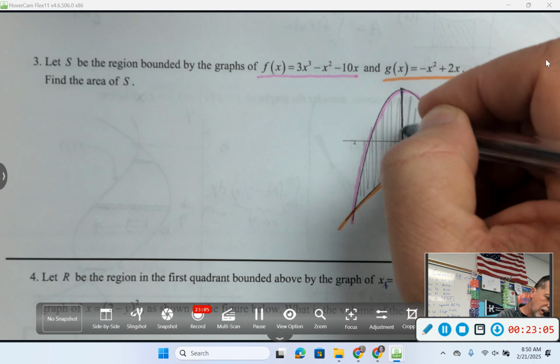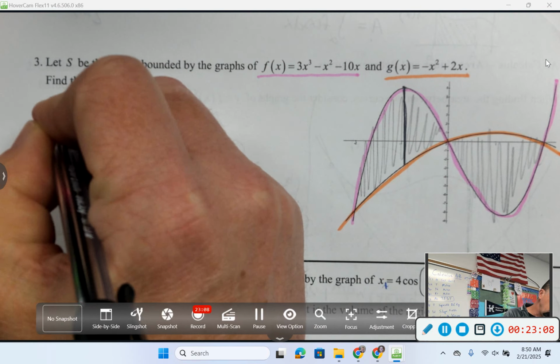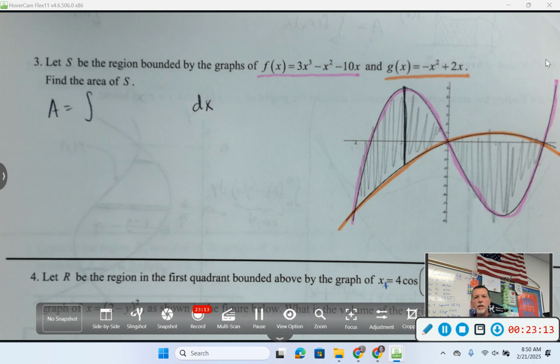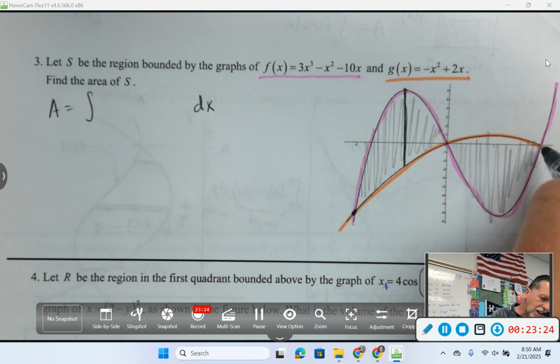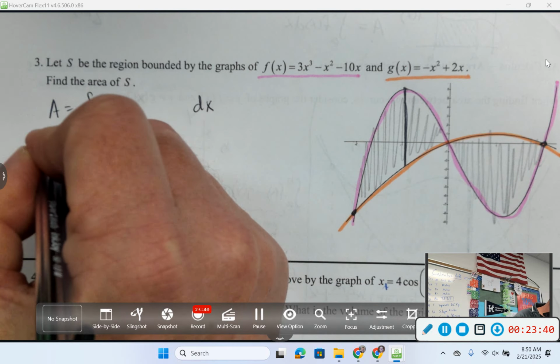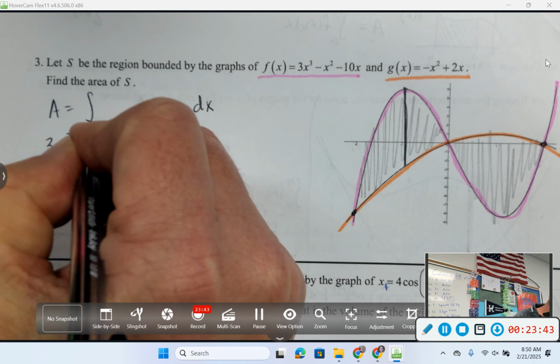Dx. So area is dx, which means I need to go from left to right, but I don't know where those things intersect. So how can I figure out where f and g are equal to each other? That was sort of the answer. How do I figure out where they're equal to each other? Maybe that answer, yeah, where they intersect, we'll set them equal to each other.